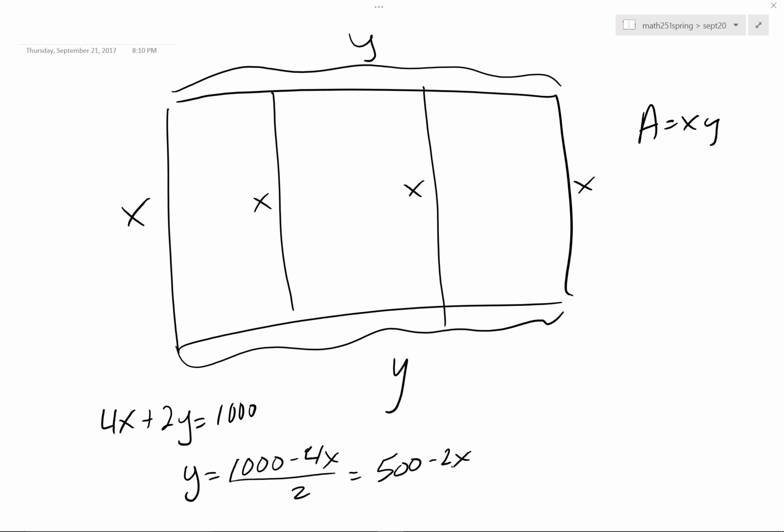Is that right? Feel like that's right. Cool. And so then you could stick this in here for y, and you could do it again. And there's really no limit to these things. You can go nuts with them. Not very hard to do.